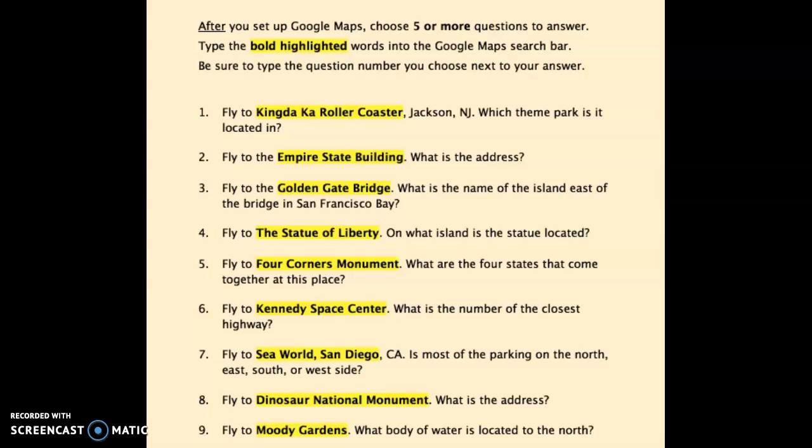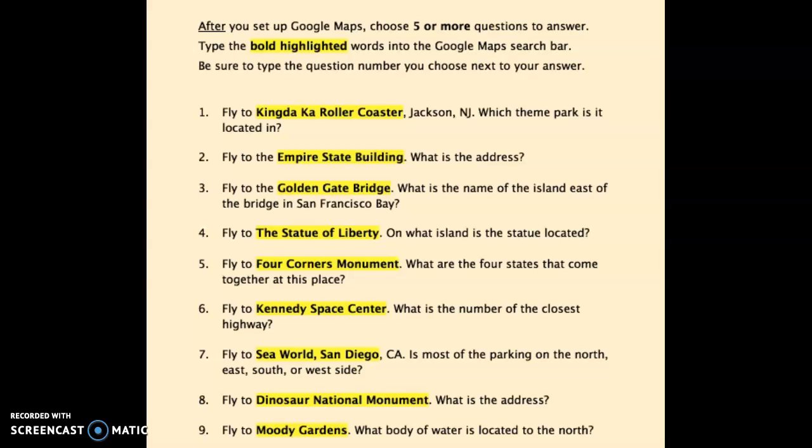So after you set up Google Maps, choose 5 or more questions to answer. Type the bold highlighted words into the Google Maps search bar. Be sure to type the question number you choose next to the answers that you find.